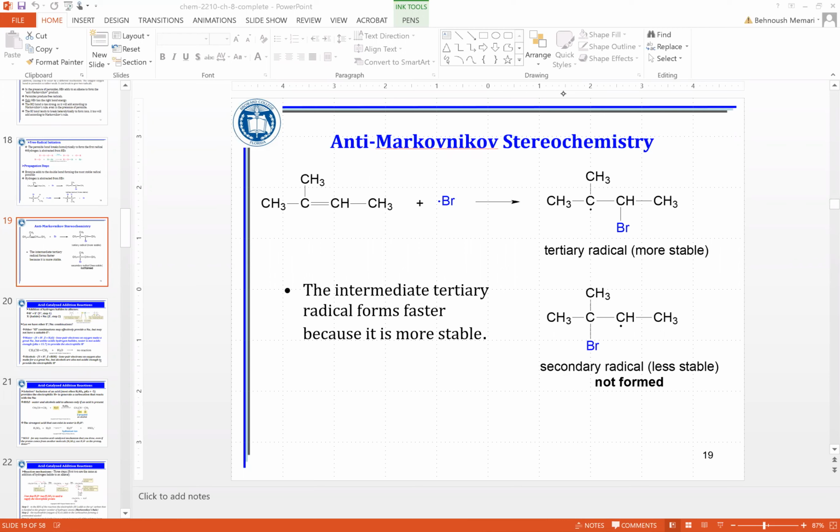So based on the difference in the stability of the tertiary, which I already explained, I'm just showing it also in this slide, secondary is less stable than the tertiary, and because it's less stable, it doesn't yield formation of product, or if it forms, it's going to be the minor product.